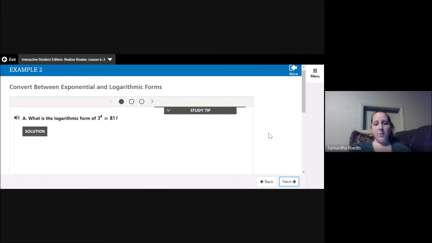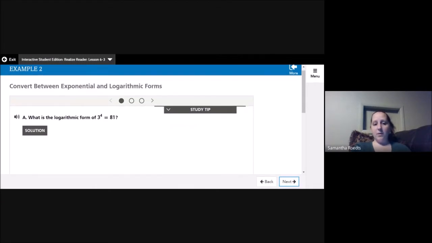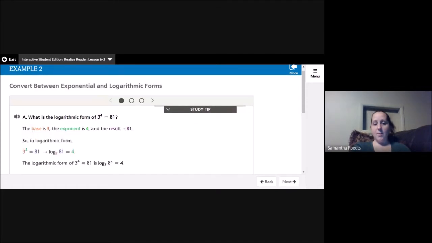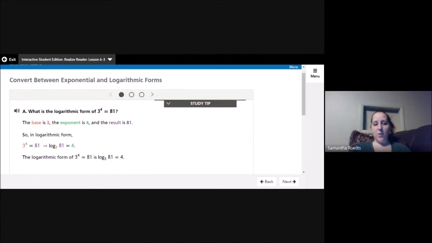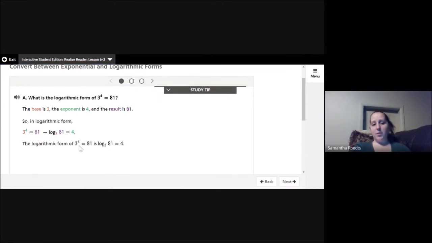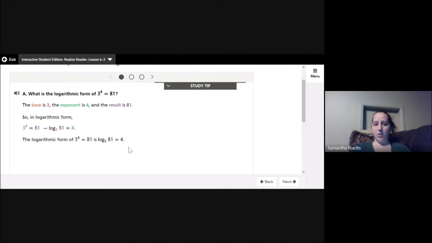Example 2, convert between exponential and logarithmic forms. What is the logarithmic form of 3 to the 4th equals 81? Okay. The base is 3, the exponent is 4, and the result is 81. So in logarithmic form, 3 to the 4th equals 81 becomes log base 3 of 81 equals 4.